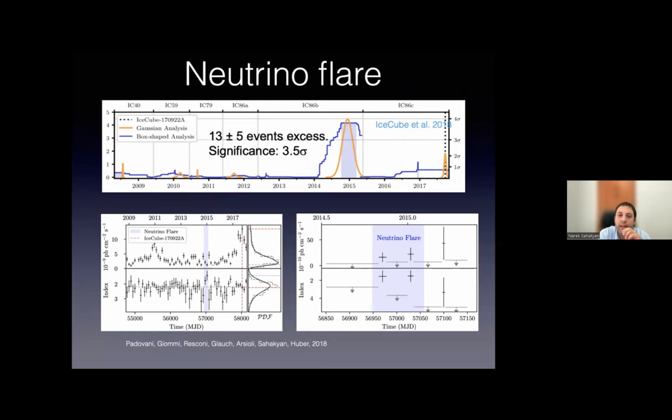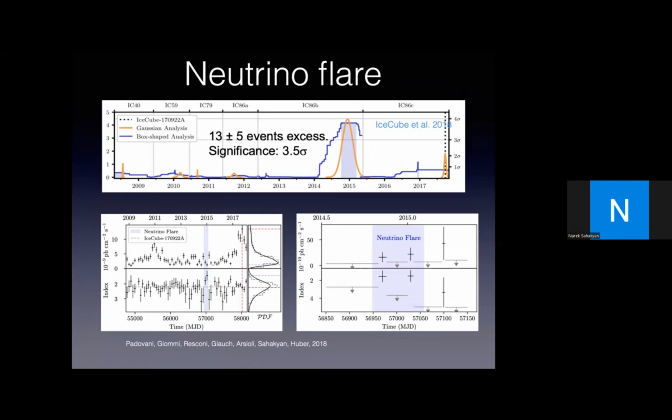The detection significance is 3.5 sigma, and this is why at that point they didn't report these things. But now that you know that in that direction there is a neutrino emitter, this result is more than convincing that you are observing neutrino flares. So you had in 2017 a single neutrino, but from the same object, the same direction, now you see some more neutrinos.